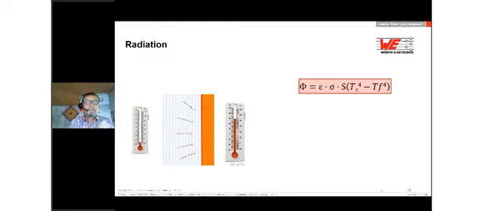So I also have a simple test for you on how you can test radiation. Just take two pens, a white one and a black one, and put them in the sun. And then if you come back half an hour later, you will see that the black pen is much warmer than the white pen, and this has to do with the radiation.